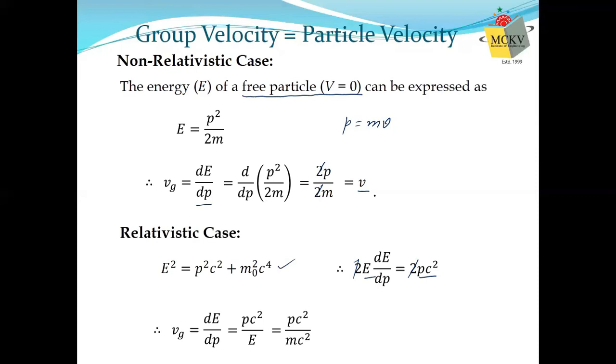Again, if we use E equal to mc square, then Vg again is equal to p by m, which is v. Therefore, whether we use non-relativistic mechanics or relativistic, we observe that group velocity is equal to particle velocity. That means the group velocity is the velocity of that matter wave. It is not the phase velocity with which the matter wave associated with a particle moves. It is the group velocity.